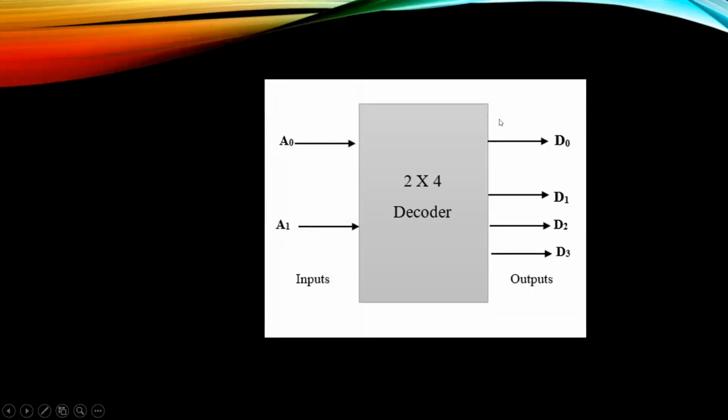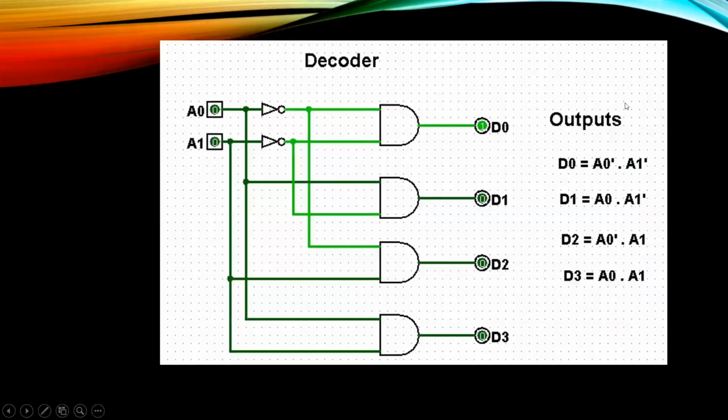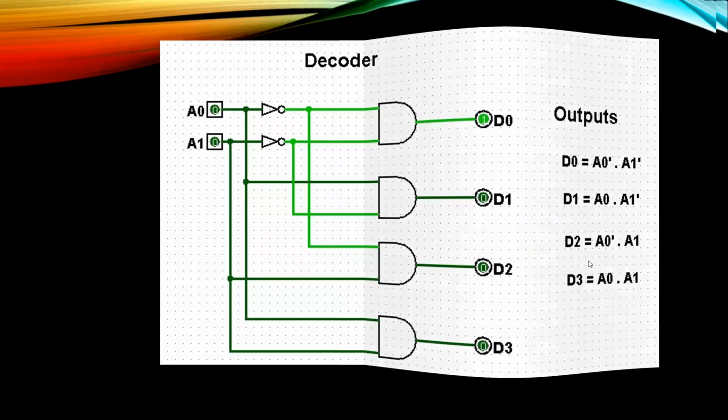So this is the block diagram for decoder. You can see this is a 2 to 4 decoder, 2 inputs and 4 outputs. Then this is the truth table, as I showed you on the whiteboard. Then this is the circuit. You can draw it in Logisim.